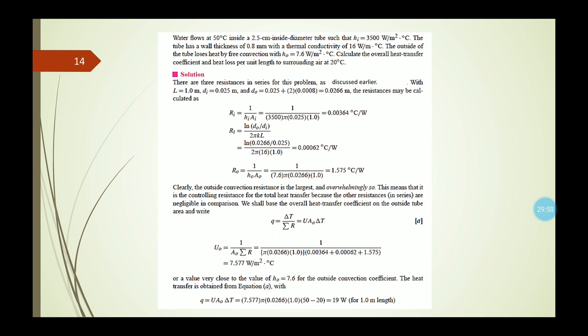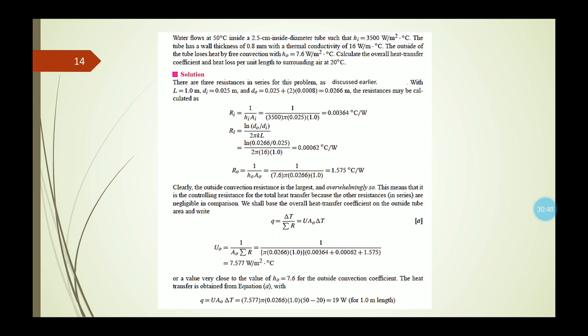The tube has a wall thickness of 0.8 millimeter with a thermal conductivity of 16 watt per meter degree centigrade. The outside of the tube loses heat by free convection with h_o, where o is for the outside surface, equal to 7.6 watt per meter square degree centigrade. We need to calculate the overall heat transfer coefficient and heat loss per unit length to surrounding air at 20 degree centigrade. So again, we need to apply the concept of the overall heat transfer coefficient, but the formula will differ here.